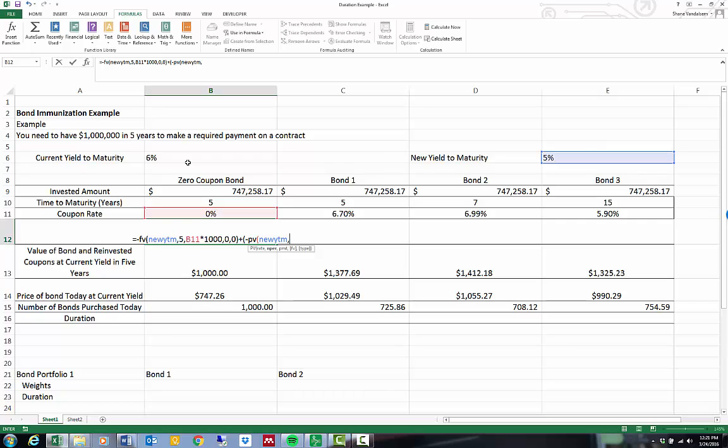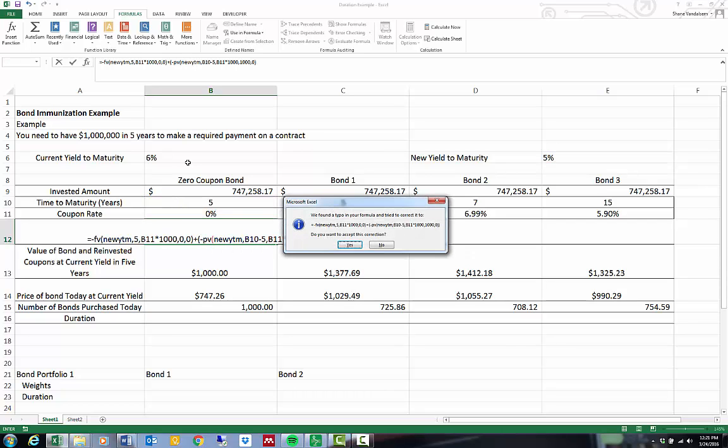The number of payments is going to be the time to maturity minus 5. Again, because this is the present value of the stuff that happens after time 5, the present value at time 5 for those payments. The payment again is the coupon rate multiplied by 1,000. And then again, we're assuming that our bonds have a face value of $1,000, so our future value will also be 1,000. Our type is 0.